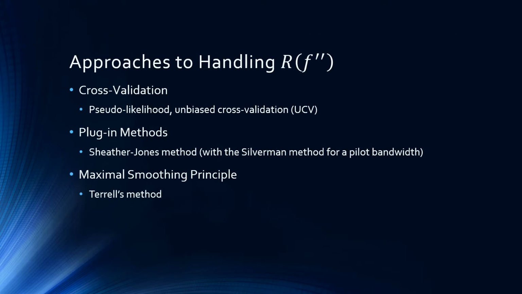So there are approaches to handling this. There's cross-validation with pseudo-likelihood and unbiased cross-validation, which are not very good, but we're going to take a look at them. There are plugin methods with the Sheather-Jones, and the Silverman for the pilot bandwidth, and that's the ideal method, and we're going to focus quite a bit on that. And there's the maximal smoothing principle, which is more of a guideline.